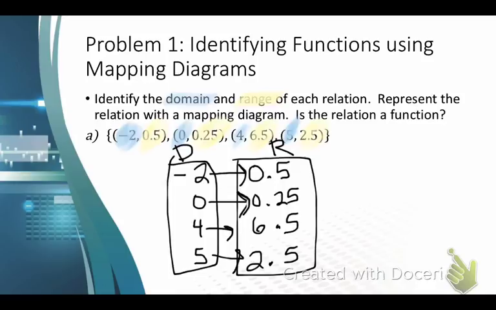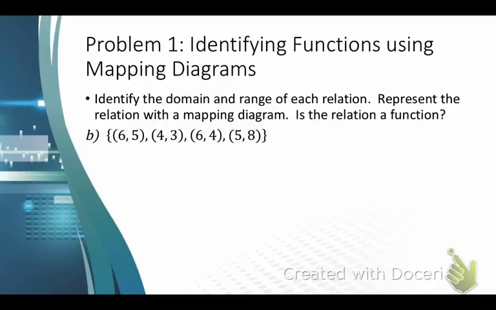Remember, the rule for it to be a function is that the domain is paired with exactly one value in the range. So because each domain has its own range value, and I do not have domains duplicated, I do have a function. Okay, so let's take a look at another one here in part B.